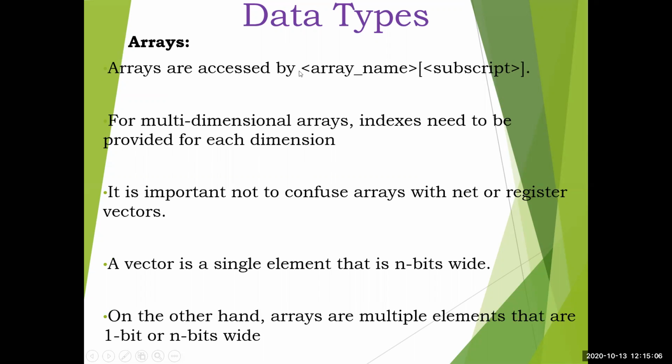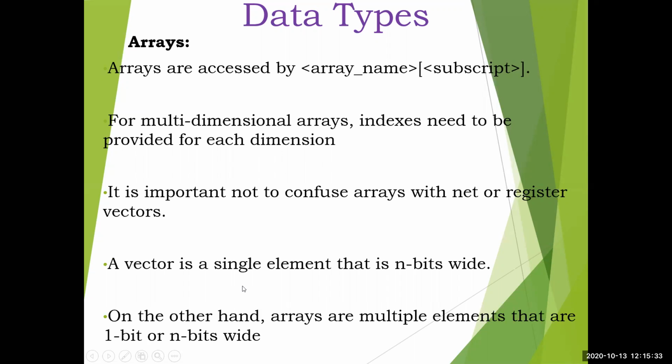Before that, arrays are accessed. That is the second part: you have stored arrays, so now you access that array using the array name with a subscript, the 0th element or first element, second element, like that. For multi-dimensional arrays, indexes need to be provided for each dimension. It is important not to confuse arrays with net or register vectors. That will be clarified with examples. A vector is a single element that is n bits wide.